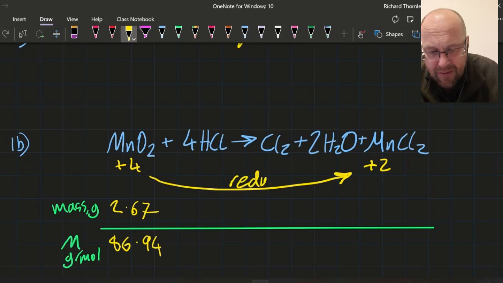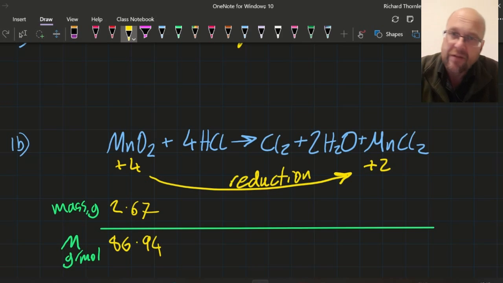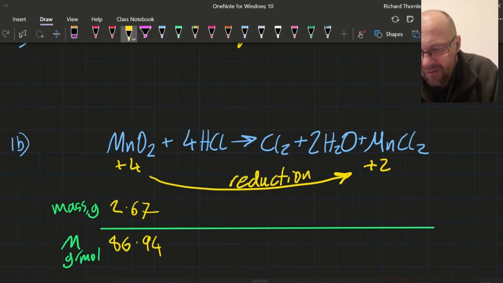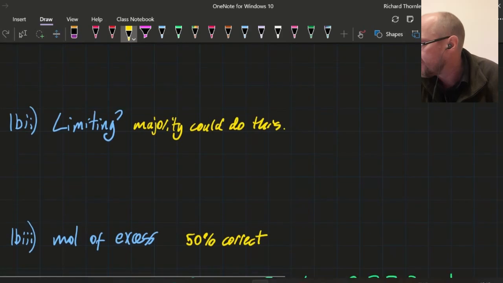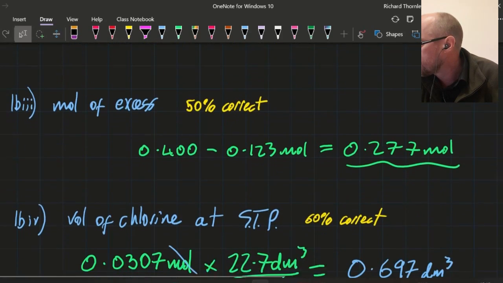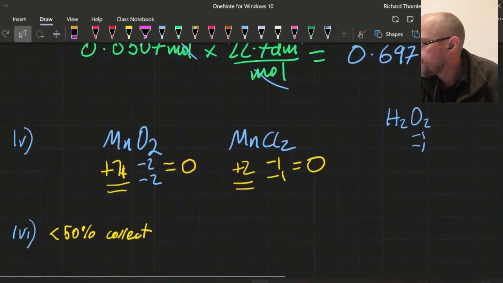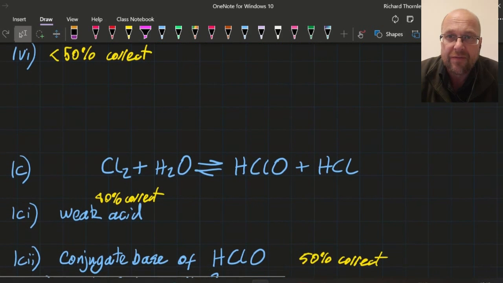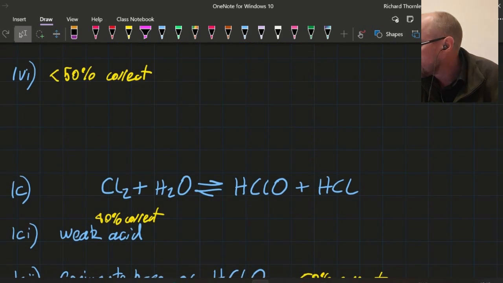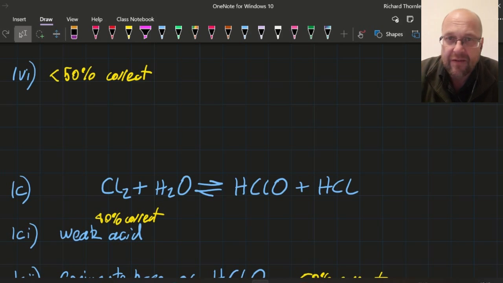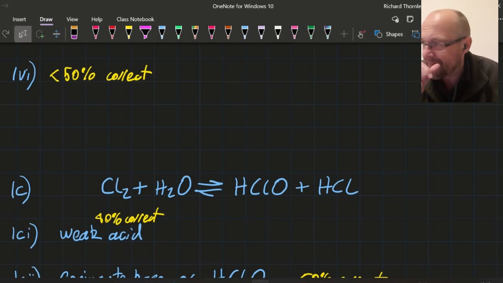Makes sense, doesn't it? And so I think an oxidizing agent is itself reduced. So that's going to be the oxidizing agent. You can't put OA. The IB doesn't understand that. You have to put oxidizing agent. So it's the oxidizing agent because it goes from +4 to +2. 50% correct. That's kind of sad, since it's a 50-50 question somewhat.